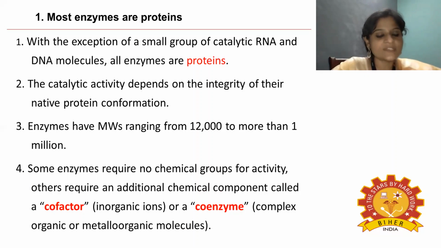A lot of postulates have been listed here about proteins and enzymes. Some enzymes require no chemical groups for activity. Others require an additional chemical component called a cofactor or a coenzyme, which is a complex organic or metalorganic molecule. I will talk about cofactors and coenzymes in the upcoming slides. These are the general points about how enzymes and proteins are related.